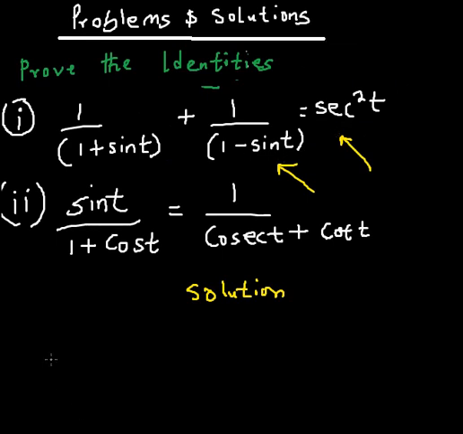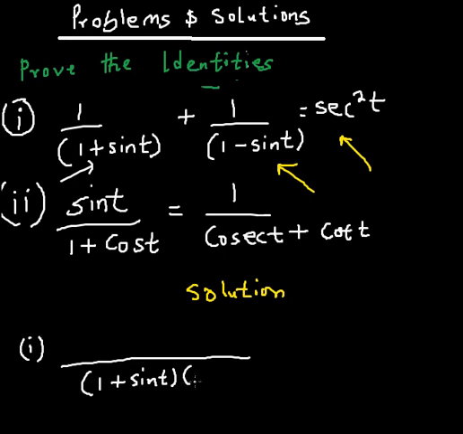So now let me start with the very first question. The very first thing I'm going to do is to simplify this fraction. The LCM of the fraction is 1 plus sine t, then 1 minus sine t. So now if I divide 1 plus sine t by 1 plus sine t, it will cancel. I'm left with 1 minus sine t.